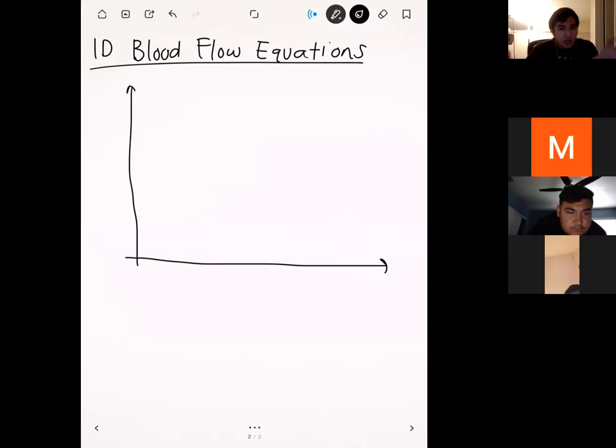These represent the two extremes in terms of the modeling options you have. Let me illustrate what that means. On the x-axis of this graph, let me label this as computational cost. And the y-axis of this graph, I'm going to label as accuracy.